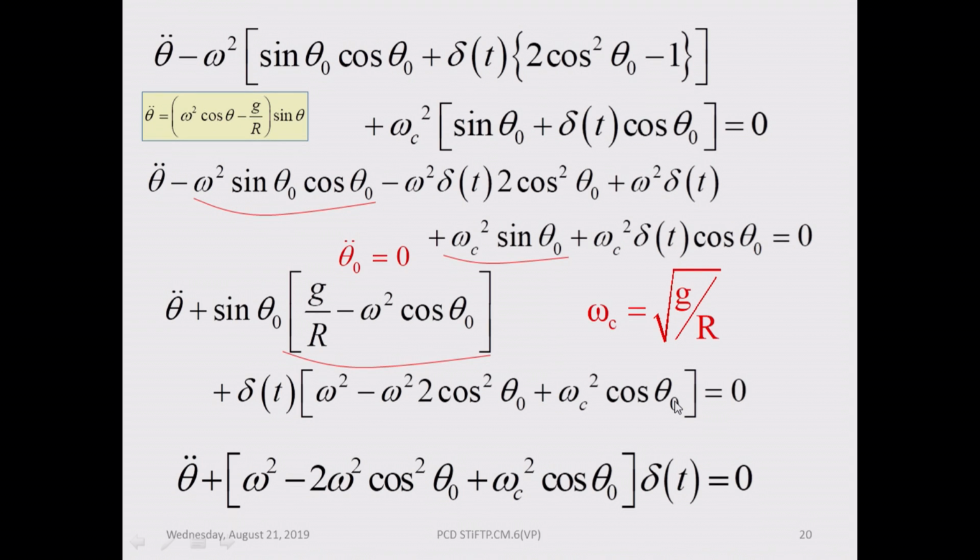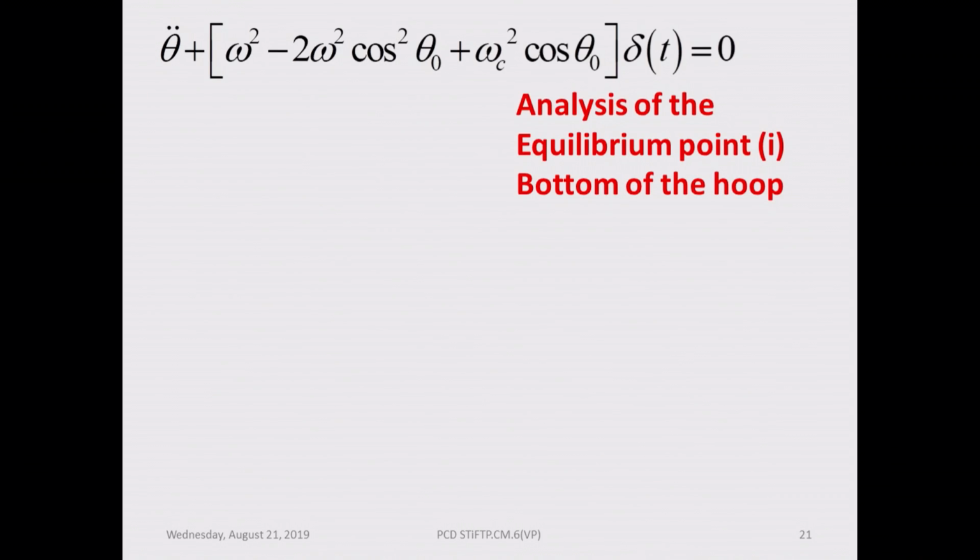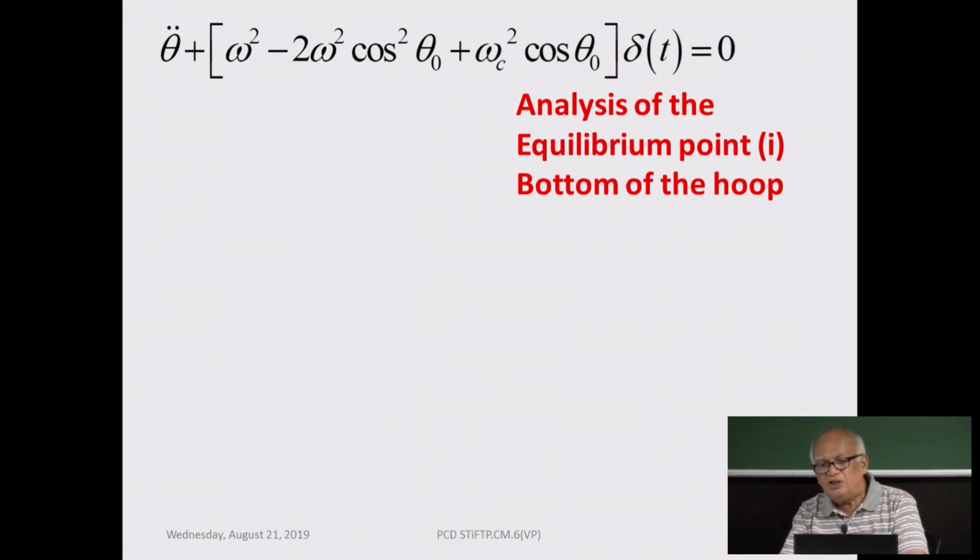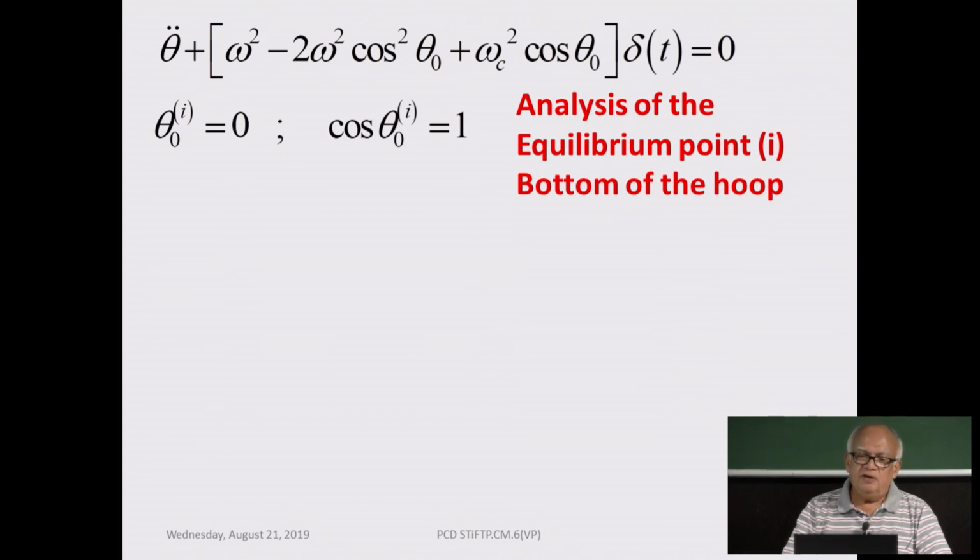So, this is the equation now to be considered, and using this equation we analyze the nature of the equilibrium at the three equilibrium points. The first and second equilibrium points, which are the bottom and the top, we know something about. We also anticipate that there is a third equilibrium point depending on the speed of the hoop, right.